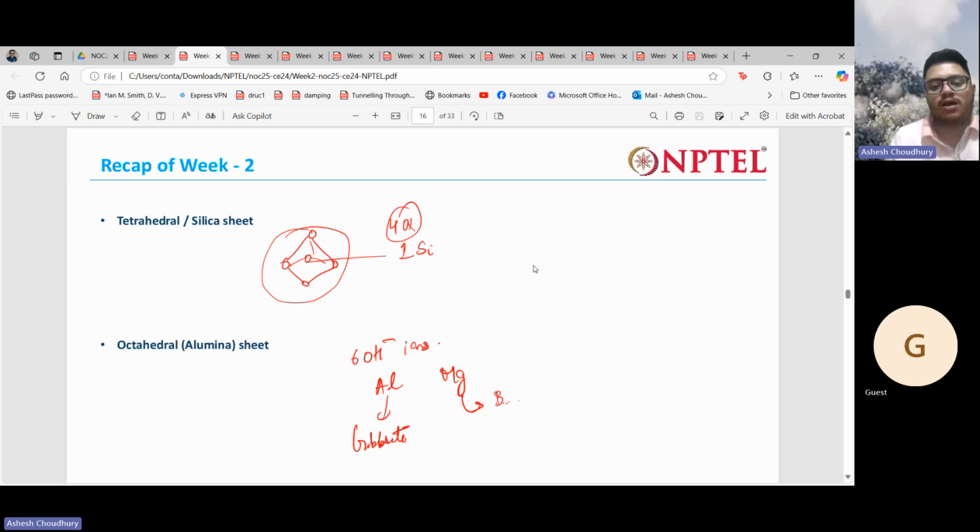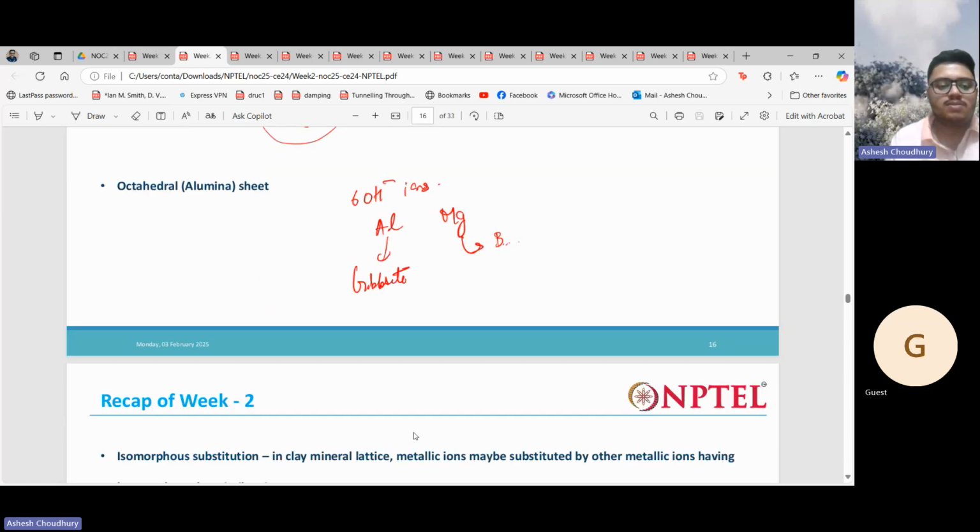So we have the tetrahedral sheet. You have four oxygen ions at the sides, and in the center you have one silicon ion. Then you have the octahedral sheet. You have six OH minus ions, and in between you can have aluminum or magnesium. If it's aluminum, it's called gibbsite.